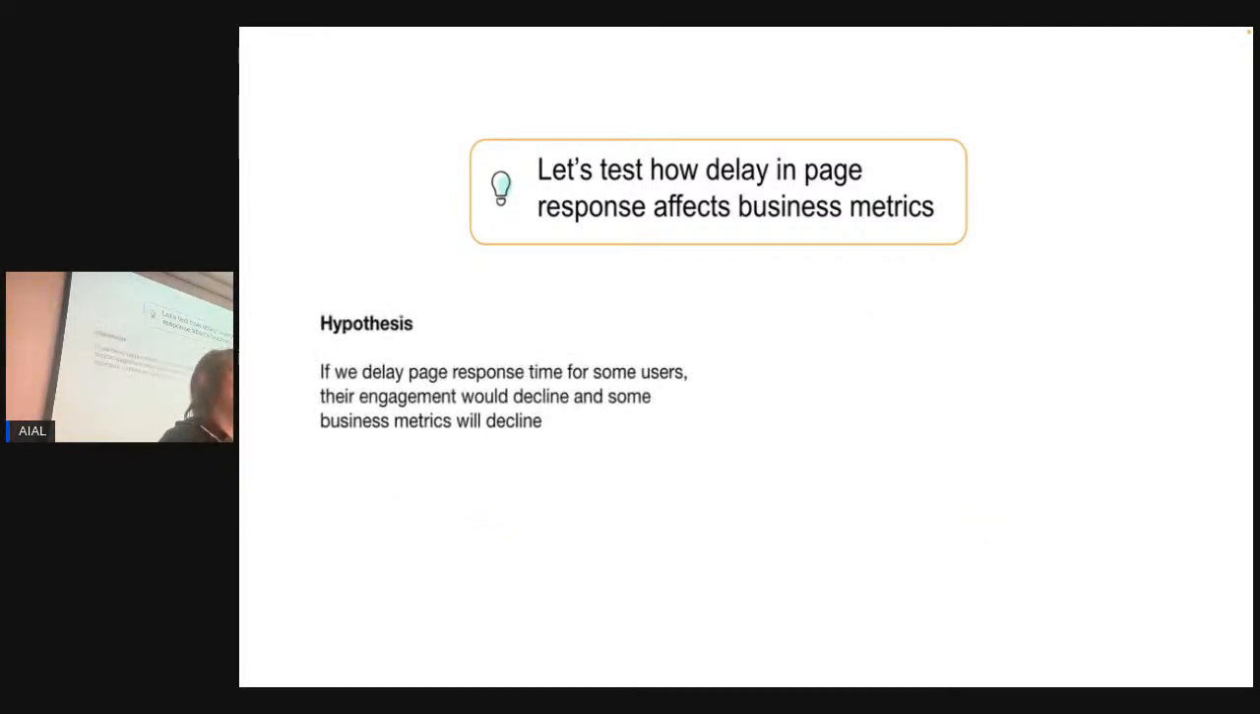So we formed the hypothesis. If we delay page response time for some users, their engagement would decline and some business metrics would also suffer. This is a bit weird hypothesis, right? I mean, why should you ruin experience for part of the users, but the limitation is that ruining is much simpler than improving it for the part of the users. So that's how we decided to address it.